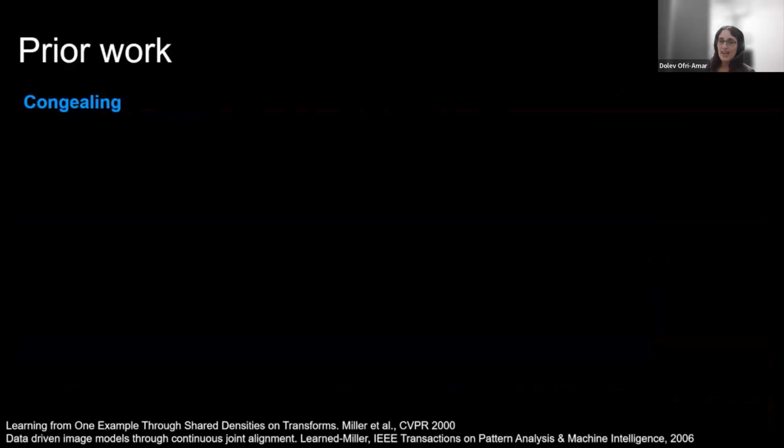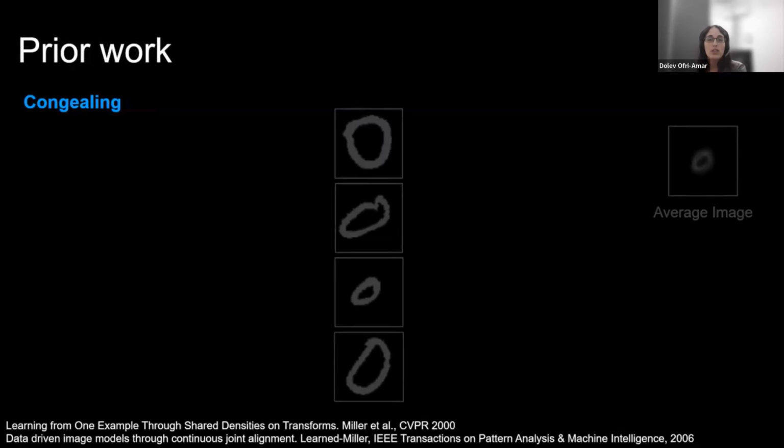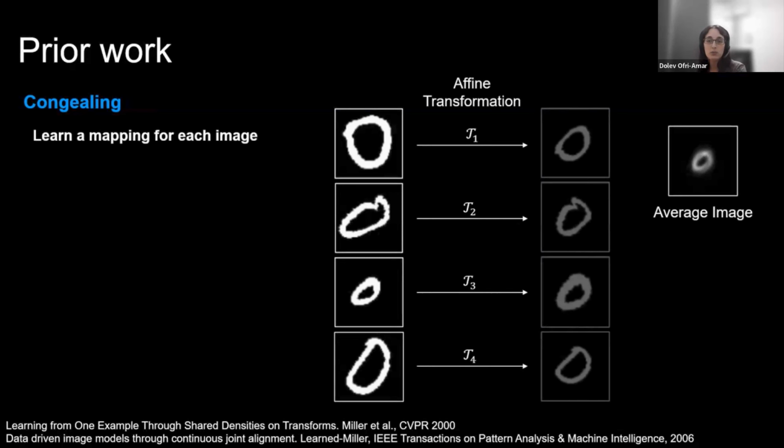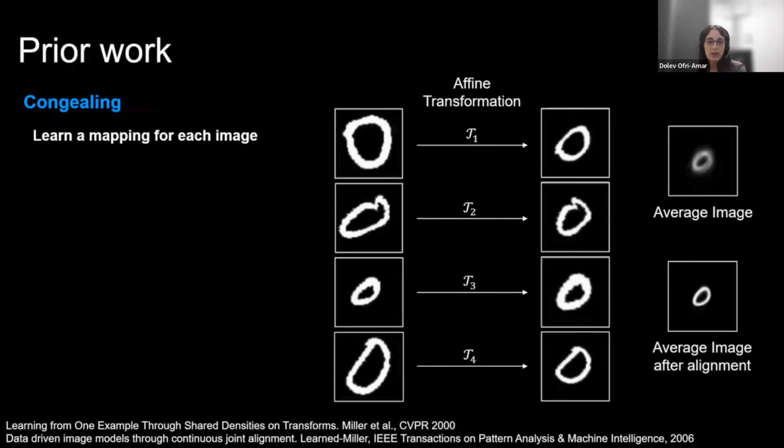So the general task of joint alignment of images is not new and actually dates back to the early 2000s to the seminal work of congealing by Miller et al., where they showed that images of a dataset can be jointly aligned by learning a per-image affine transformation in an unsupervised manner. However, this worked on datasets with limited appearance variation like binary digit datasets.